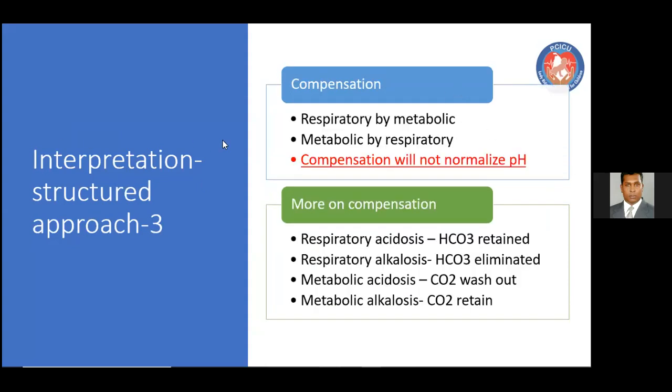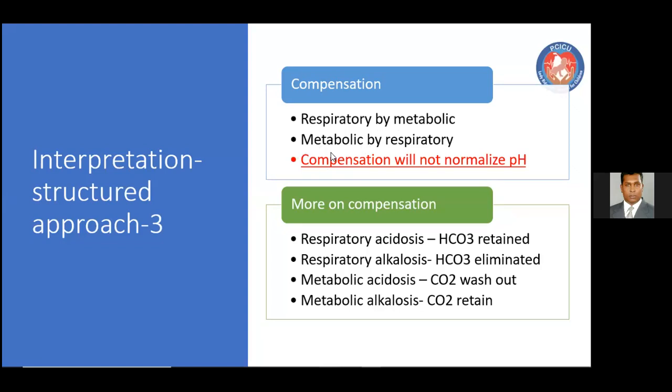Right. So let's talk third step. So first step is look at the pH. Second step is looking at the carbon dioxide, bicarbonate, and base deficit. And the third step is looking at the compensation. So remember, any respiratory abnormality will be compensated by a metabolic process, and the metabolic abnormality will be compensated by a respiratory process. Say, for example, patient is having a metabolic acidosis.